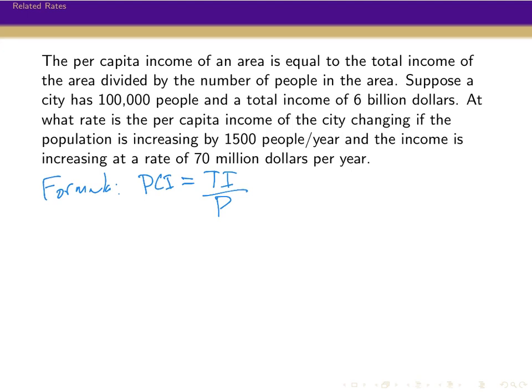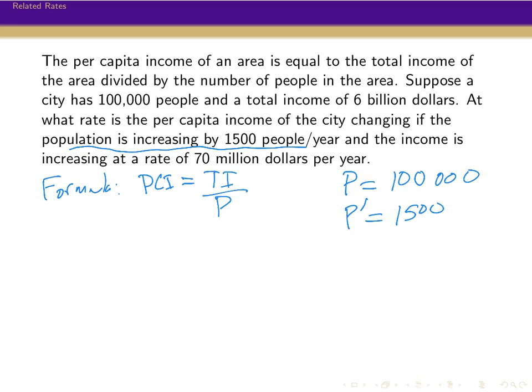The information that we're given is that the city has 100,000 people, so that's telling me about P, 100,000. Is there any other information about the population? It says the population is increasing by 1,500 people per year. That's telling me about how much the population is changing, so that's the derivative. So P prime is 1,500.